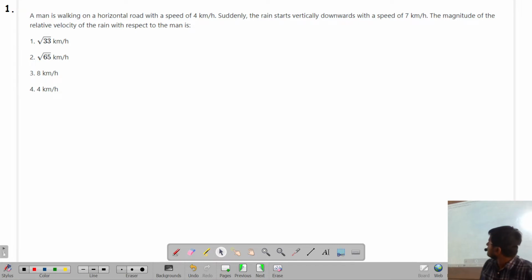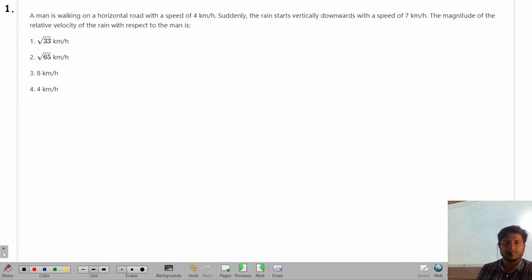What is the question given? A man is walking on the horizontal road with a speed of 4 km per hour. Suddenly the rain starts vertically downwards with a speed of 7 km per hour. The magnitude of relative velocity of rain with respect to man. Did you guys solve it? How many guys have solved it correctly? Okay, keep your hands down. Now look over here. Simple problem.